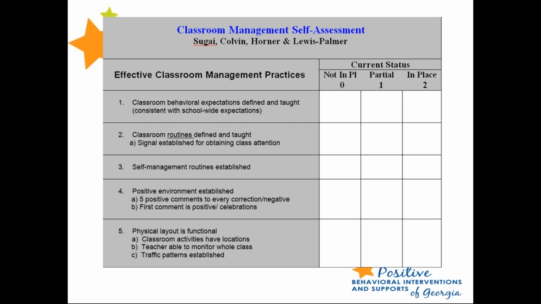Sugai, Colvin, Horner, and Lewis Palmer created a 10-point checklist to assist teachers in assessing their implementation of PBIS at the classroom level. The 5th point of this scale addresses room arrangement. According to Sugai, teachers should create a functional layout so that classroom activities have locations. The teacher is able to monitor the whole class and traffic patterns are established.